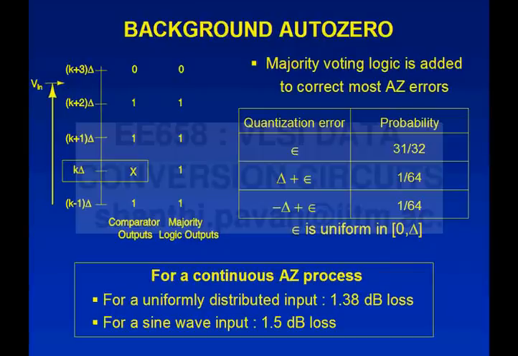Clearly, for a sine wave, this loss should depend on the PDF of the input itself. A sine wave, please note, spends a lot more time at the peaks than at the zeros, which means it's very likely to occupy these two peaks. So if the comparator being auto-zeroed is there, then you'll get more distortion at the peak. So for a sine wave input, it turns out to be 1.5 dB. But 1.5 dB itself is quite a small number.